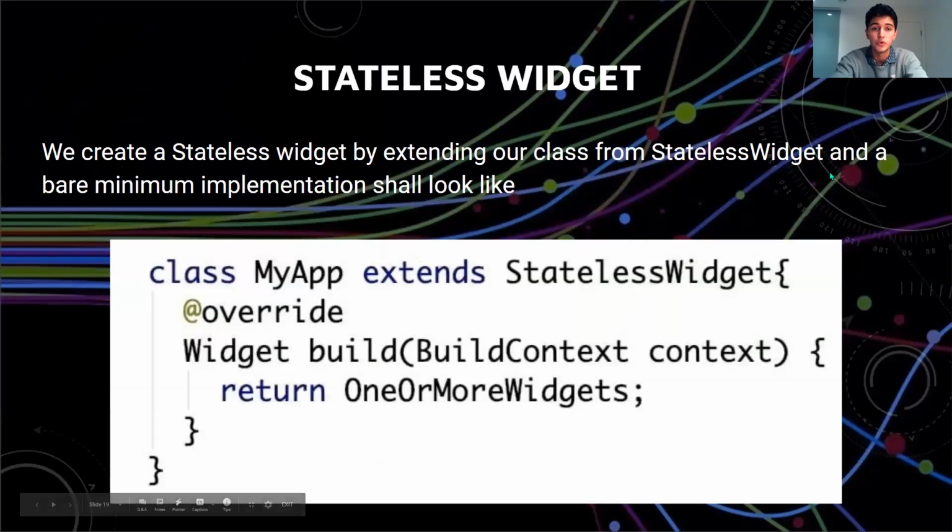So again, stateless widgets we create by extending our class from the stateless widget class. This is a basic stateless widget which returns some subsidiary widgets. In these widgets, you can see text blocks, images, buttons, entry forms. Almost anything you can think of is contained in these stateless widgets or stateful widgets. They're the big blocks that contain everything on a page.